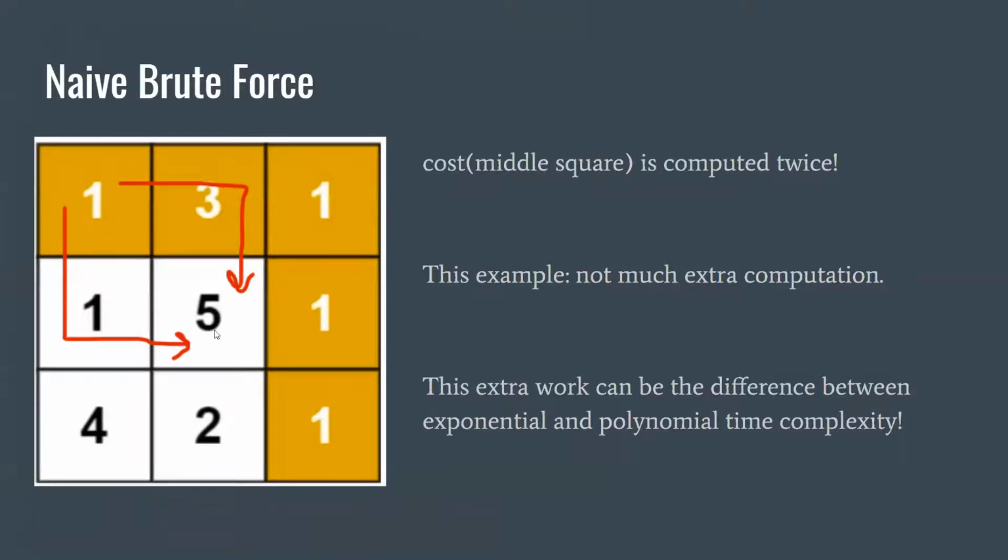And in this example, only a few of the squares are computed twice, so it doesn't seem too dramatic. But actually, when you have larger boards or different dynamic programming problems, this extra work can be the difference between exponential and polynomial time complexity. So it really makes a large difference in actually solving these problems in the real world.